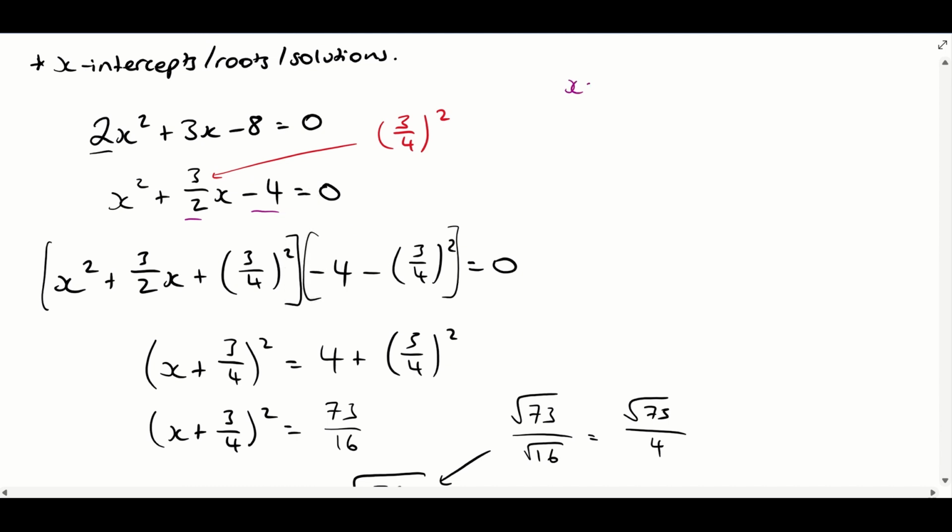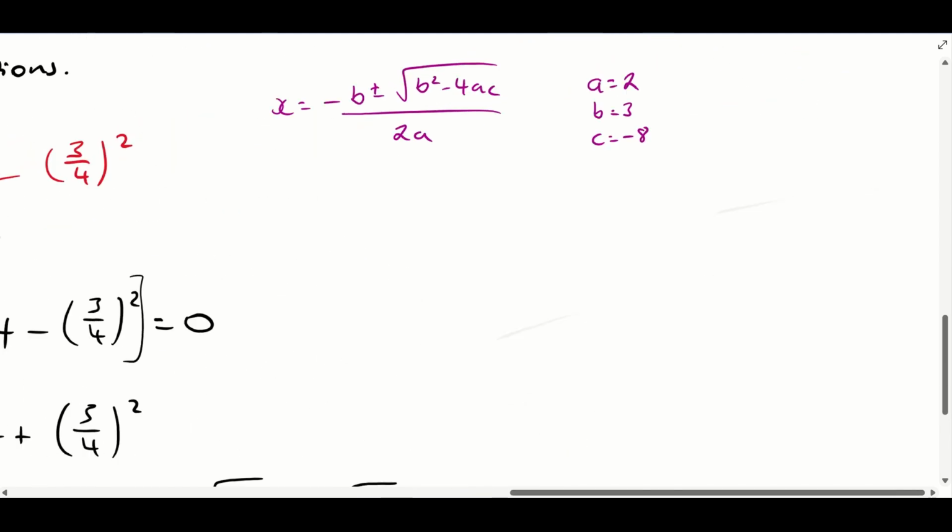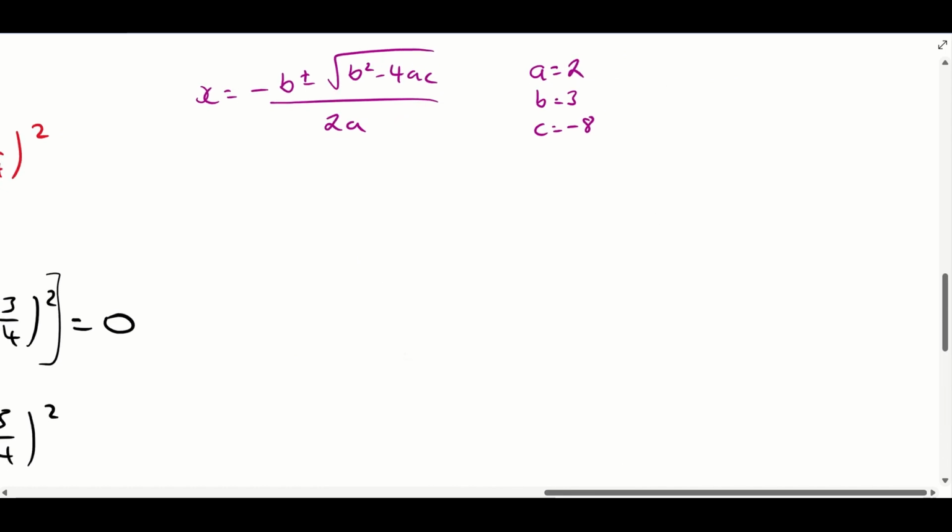Remember, that is x is equal to negative b plus or minus the square root of b squared minus 4ac, divided by 2a. And if we take a look at our equation here, our a value is 2, our b value is 3, and our c value is minus 8. And now if we pop that into this equation and we do a little bit of number crunching, a bit of mental arithmetic, we can get our two solutions that way.